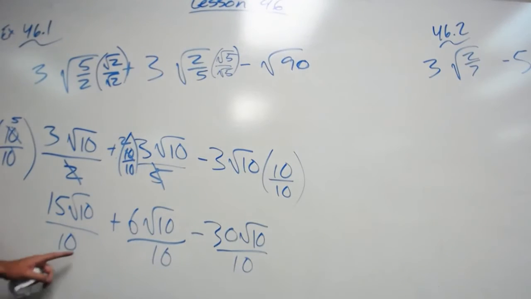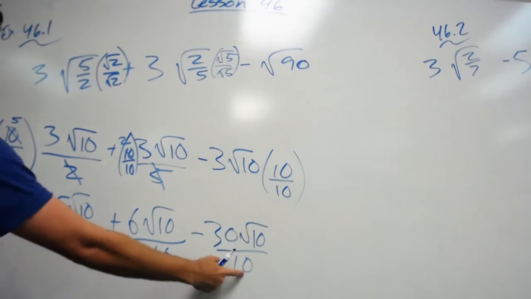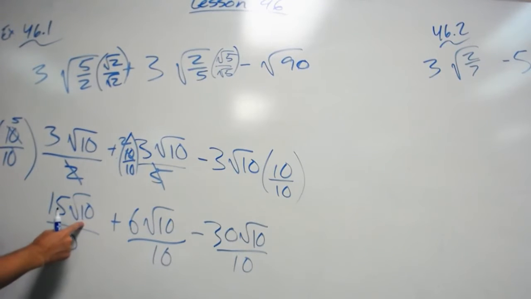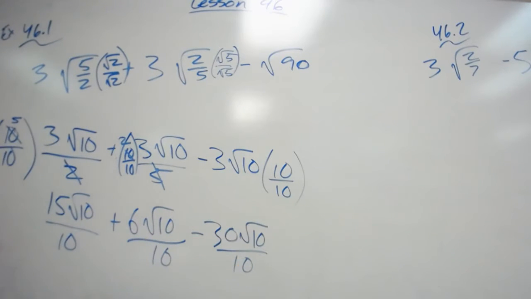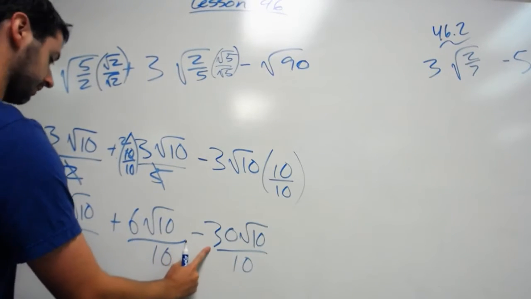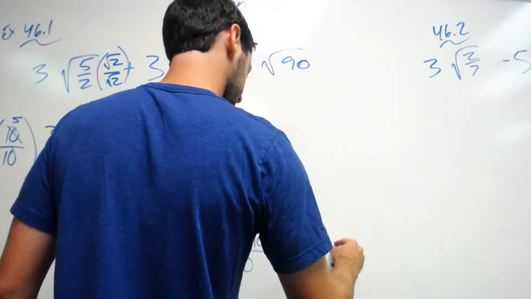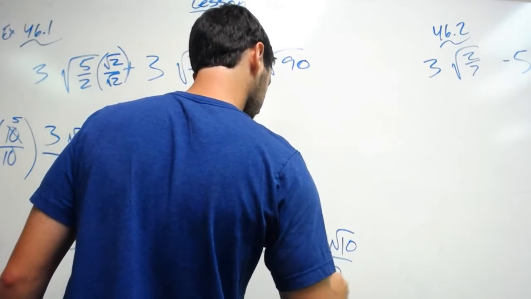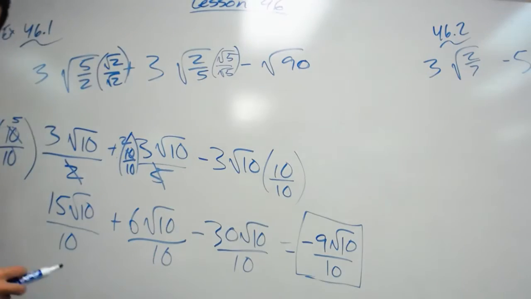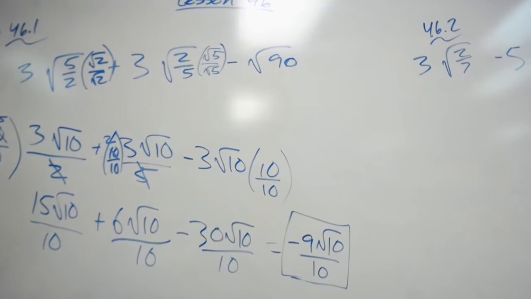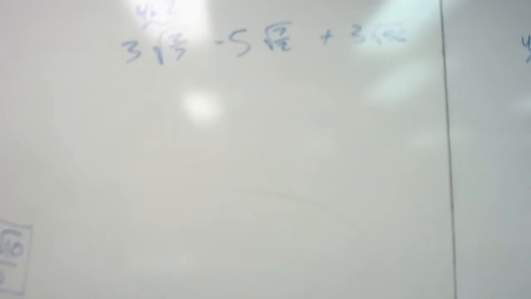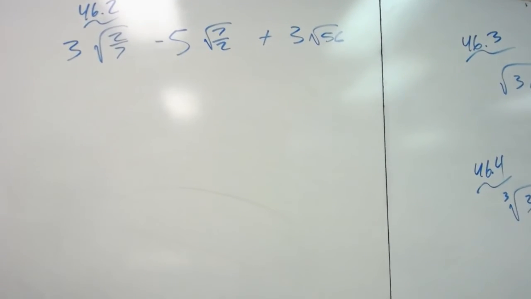Notice you could reduce these, but you just get right back to where we started. But we want it here because now we have 10 in denominator on all 3 of them. And we have like terms on top with the radical 10s. So therefore we can add the 15 and the 6 to get 21. And subtract 30, 21 minus 30 would be negative 9 radical 10 over 10. And that would be your answer. And so that's just expanding it a little bit, what we've done in the past. Just a little extra work.